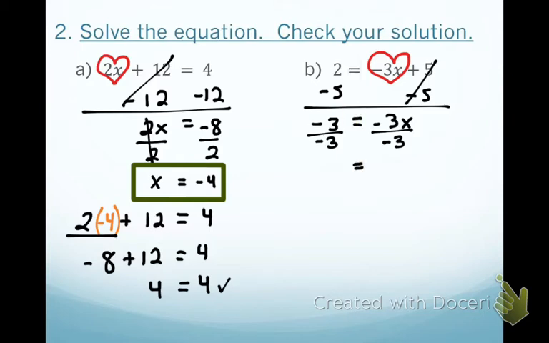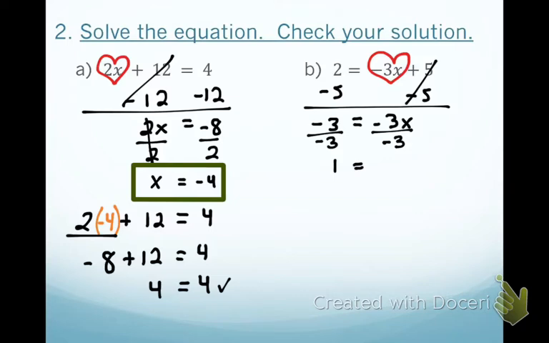On the left side, what is negative 3 divided by negative 3? 1. A number divided by itself always equals 1. Think 10 divided by 10, 1. 20 divided by 20, 1. 5 divided by 5, 1. Negative 3 divided by negative 3 is also 1.